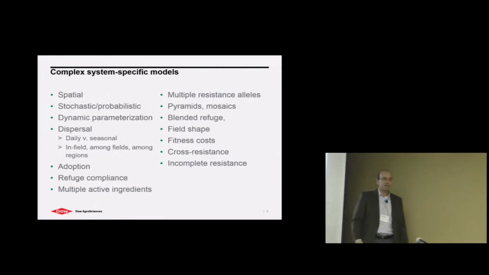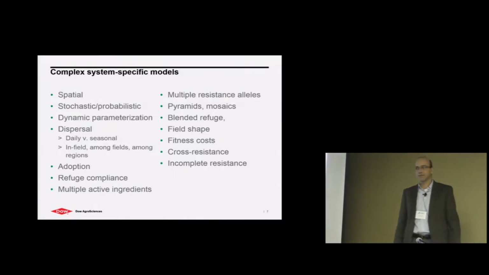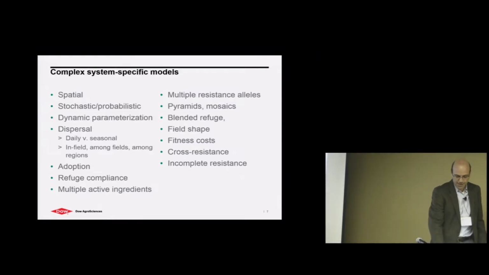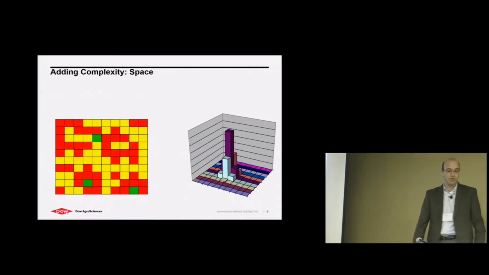We can start playing around with field shape. We're all assuming that fields are squares. I'll show you in a minute, they're not. Fitness costs, we've talked about that. Cross-resistance among these different toxins, and what does cross-resistance look like? How do heterozygotes that are resistance allele for one and some cross-resistance to the other, is that cross-resistance dominant or recessive, and so forth. There's lots of things that we don't do.